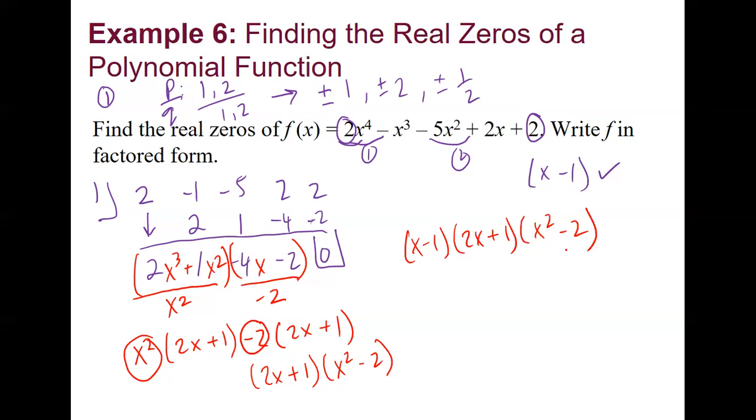x squared minus 2 won't factor out very pretty. Yeah, it's like the square root of 2. Yeah. I mean, you can write it that way if you want to. You want to be a little fancy. x minus 1 times 2x plus 1 times x minus the square root of 2 times x plus the square root of 2. You want it? We can. This is all I want from you right here.